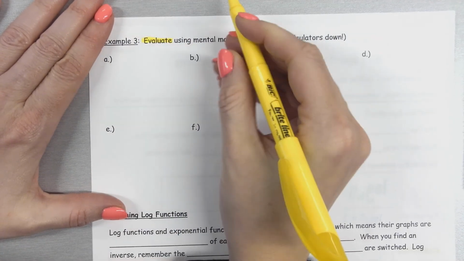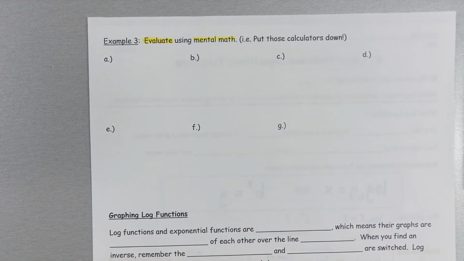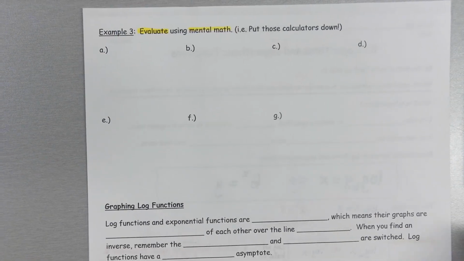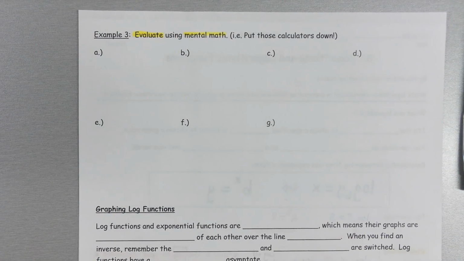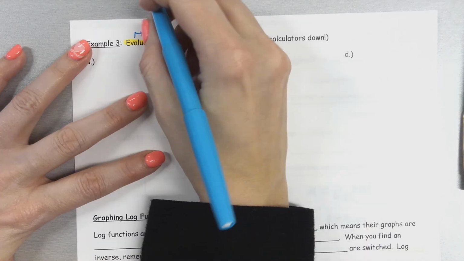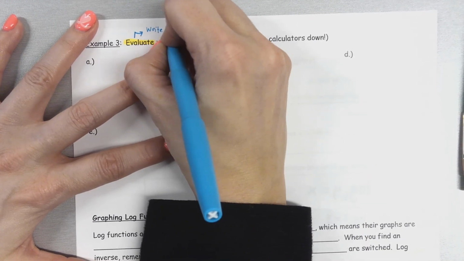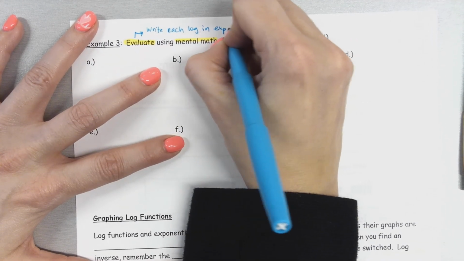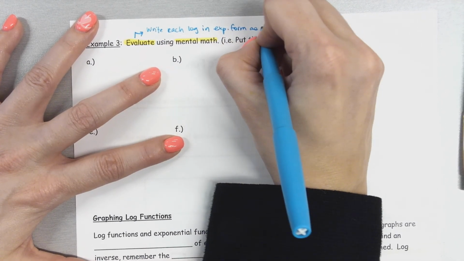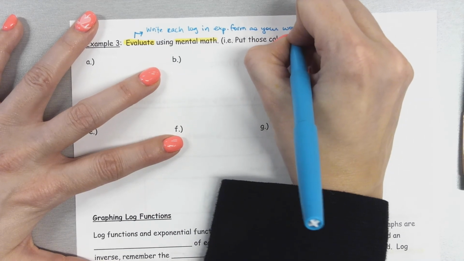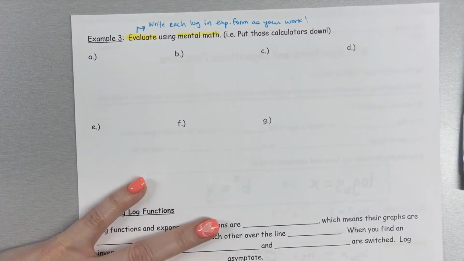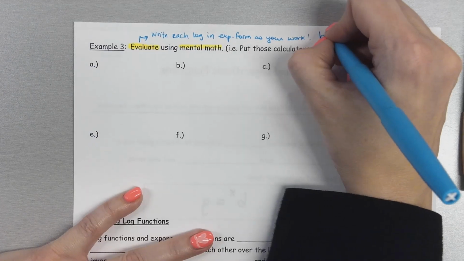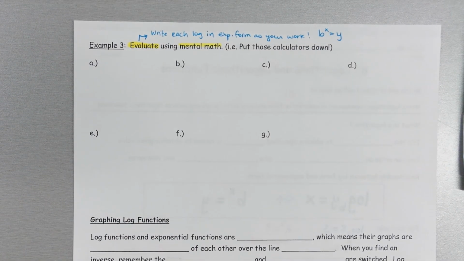All right, so we're going to evaluate using mental math. When you are using mental math, the way that you're going to show your work is you are going to be writing each log in exponential form. That's going to be your work. So you're going to write each log in exponential form. That means every single one should have an equation like this.